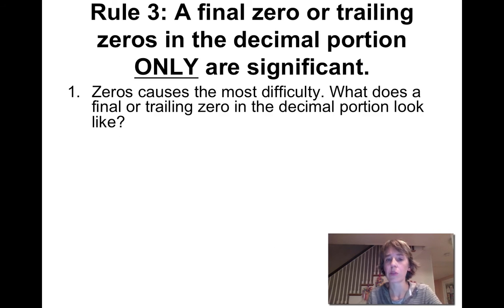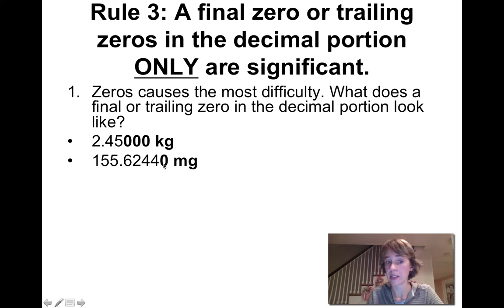Rule number 3 is the most challenging one. Zeros are where things get a little confusing. The only time they're significant is when they're after the decimal place and after any other numbers. So what does that look like? They have to be to the right of the decimal point, and they have to be following other significant figures. So this particular mass here would have 6 significant figures.